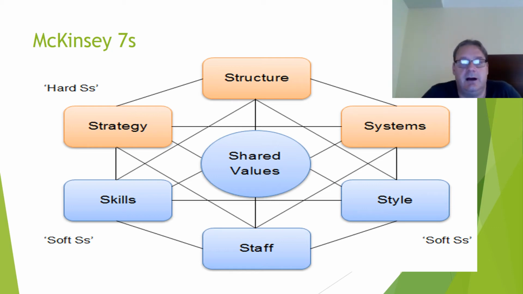As far as the hard S's, they should be relatively easy to define in real life, because your strategy, your structure, and your systems should be written down. Strategy should be written down as the written strategy. Structure, you'll have an org chart, and with your systems, you should be able to look at the procedures manual. Those are your hard S's.